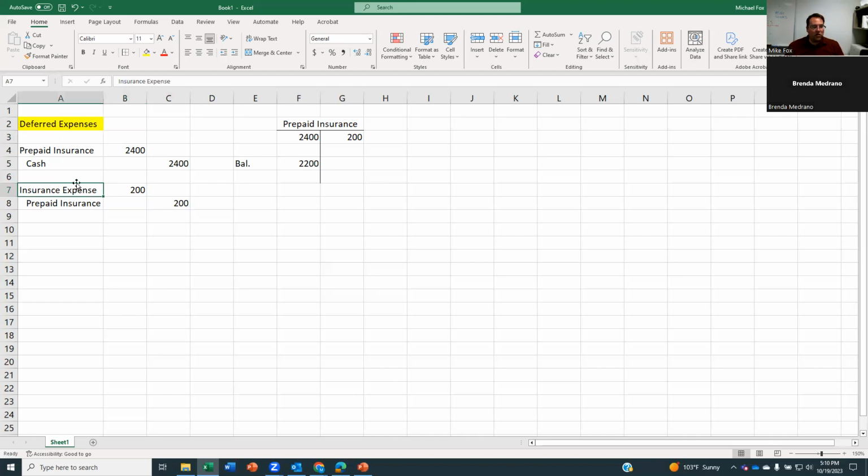So deferred expenses always look the same. Your adjusting entry is a debit to the expense account and a credit to whatever the asset account is, whatever your prepaid asset is. It's always the same pattern. The same sort of thing happens with supplies, same type of issue.